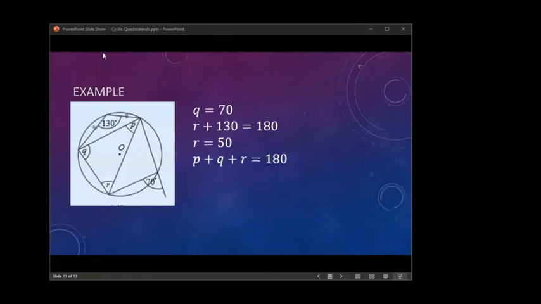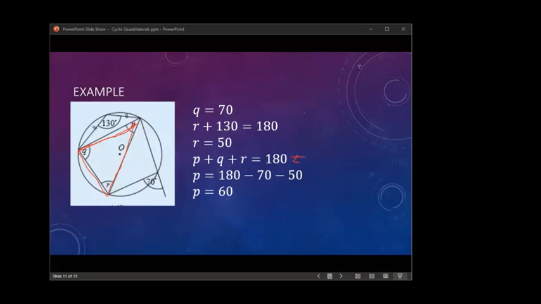So considering this triangle, P, Q, R are the interior angles of this triangle. So we know that the sum of the interior angles of a triangle is equal to 180. So we are using that relationship here. So P plus Q plus R is equal to 180. So substituting for Q and R, you can find P as 60 degrees.